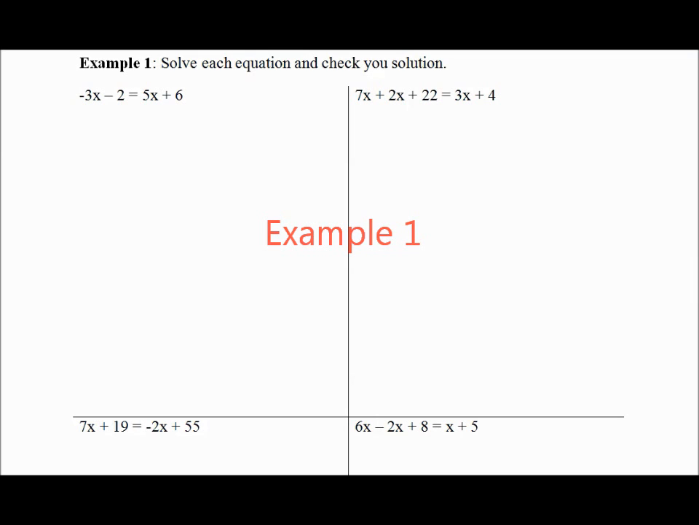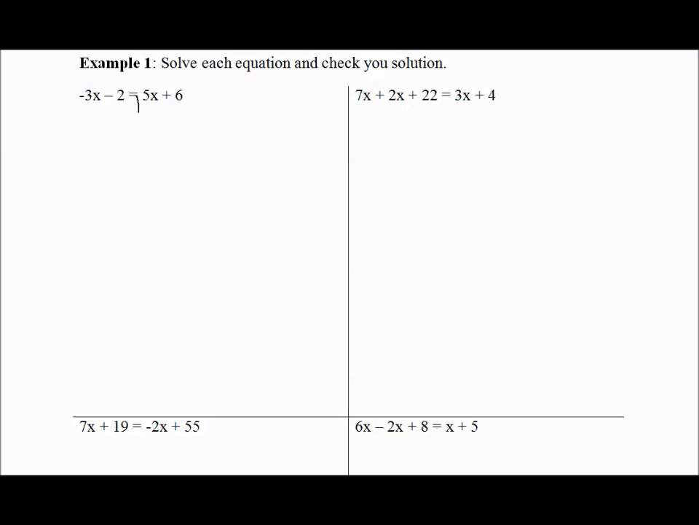Just like in the previous lesson, I'm not going to check the problems. I've checked the problems when I worked them out, so I know the answers are correct. However, just for time's sake, I'm not going to check them because it would make the video extremely long. But when you're working problems on your own, I do want you to check your answers so you'll know that you have the correct solutions before you turn your work in to your teachers. So let's get started. My first problem is negative 3x minus 2 equals 5x plus 6.